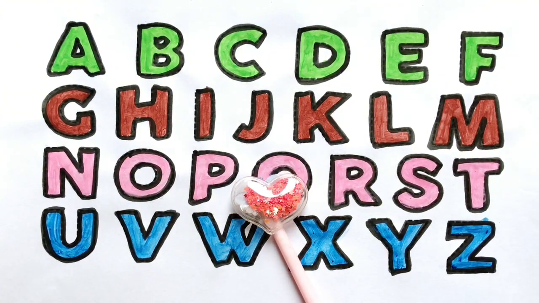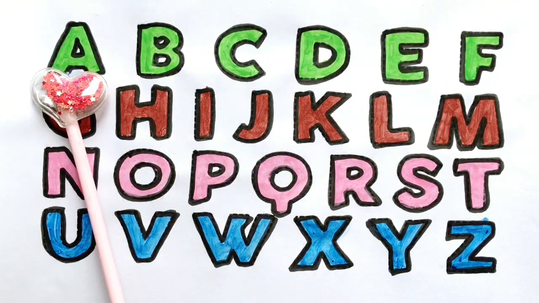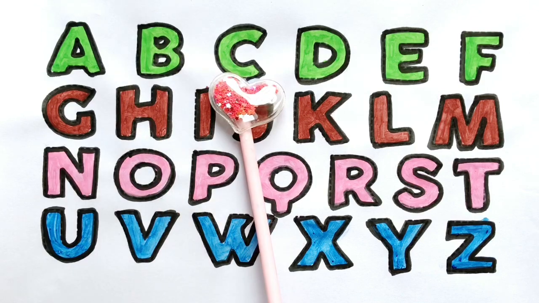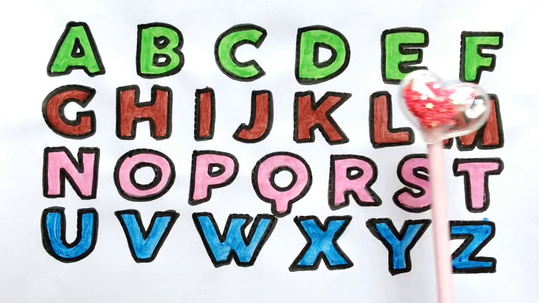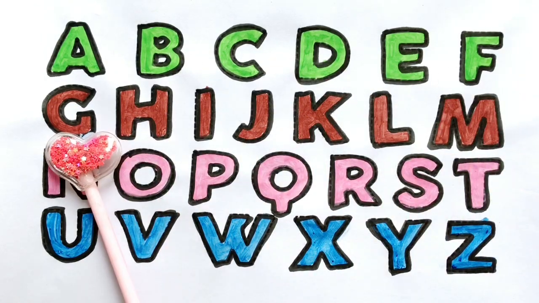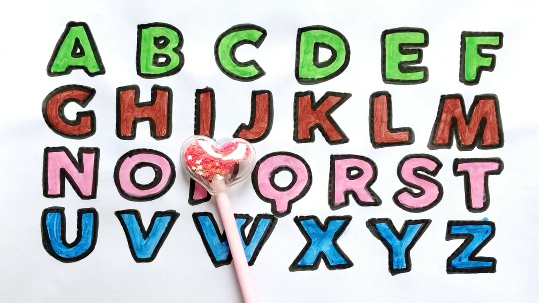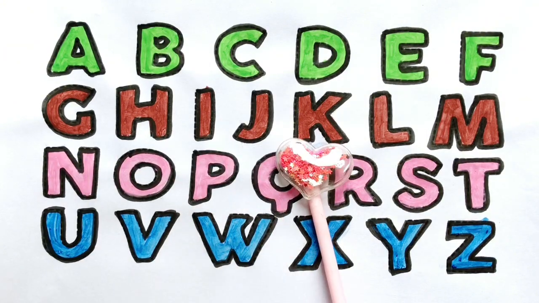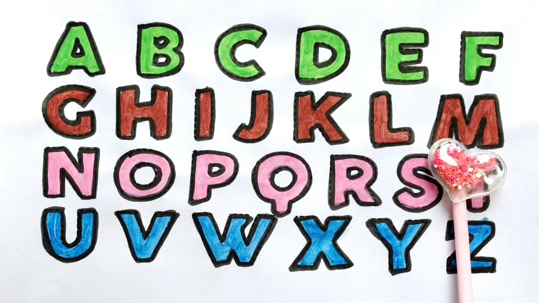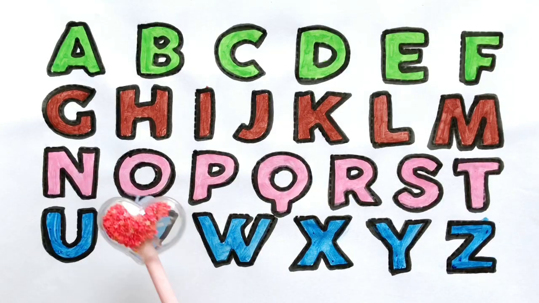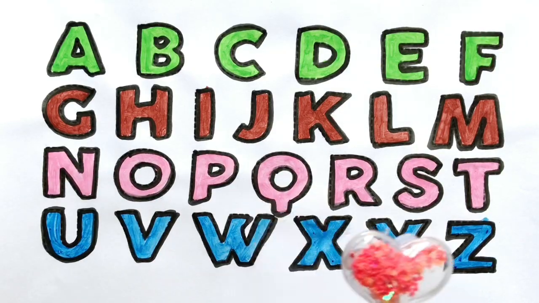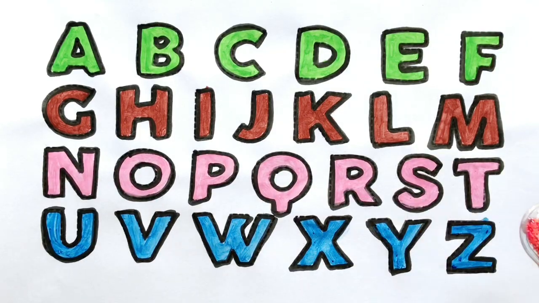Let's repeat letter. Uppercase letter A, B, C, D, E, F, G, H, I, J, K, L, M, N, O, P, Q, R, S, T, U, V, W, X, Y, and Z.